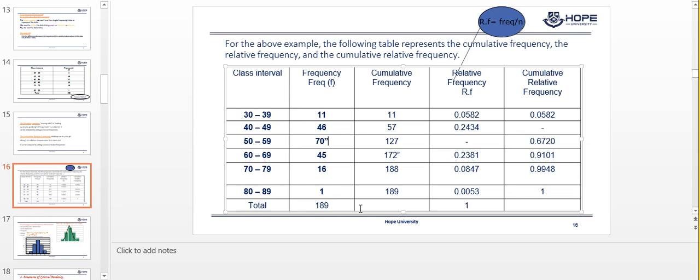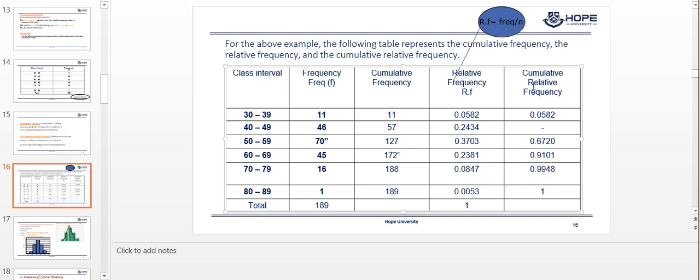It should be 0.37, 0.3703, like all the way. And 45 divided by 189, we should get this number. 16 divided by 189, we should get this number. 1 divided by 189, we should get this number. And the total will be 1.